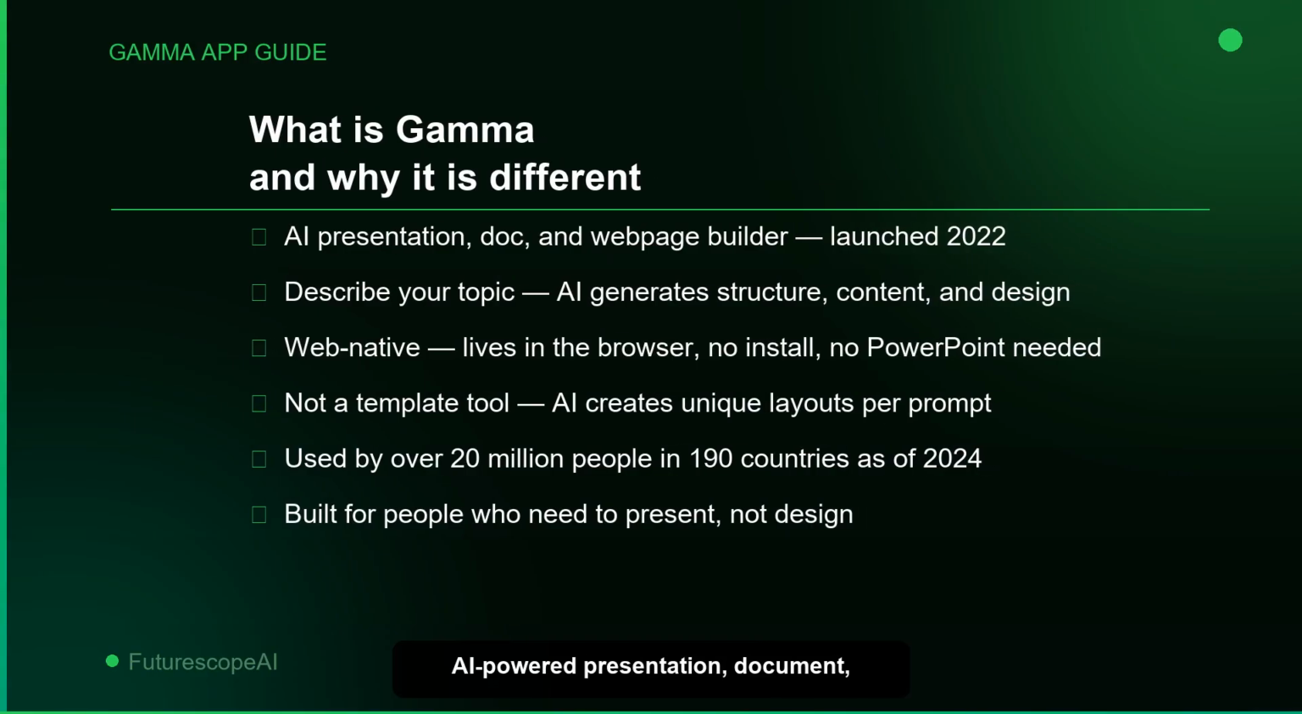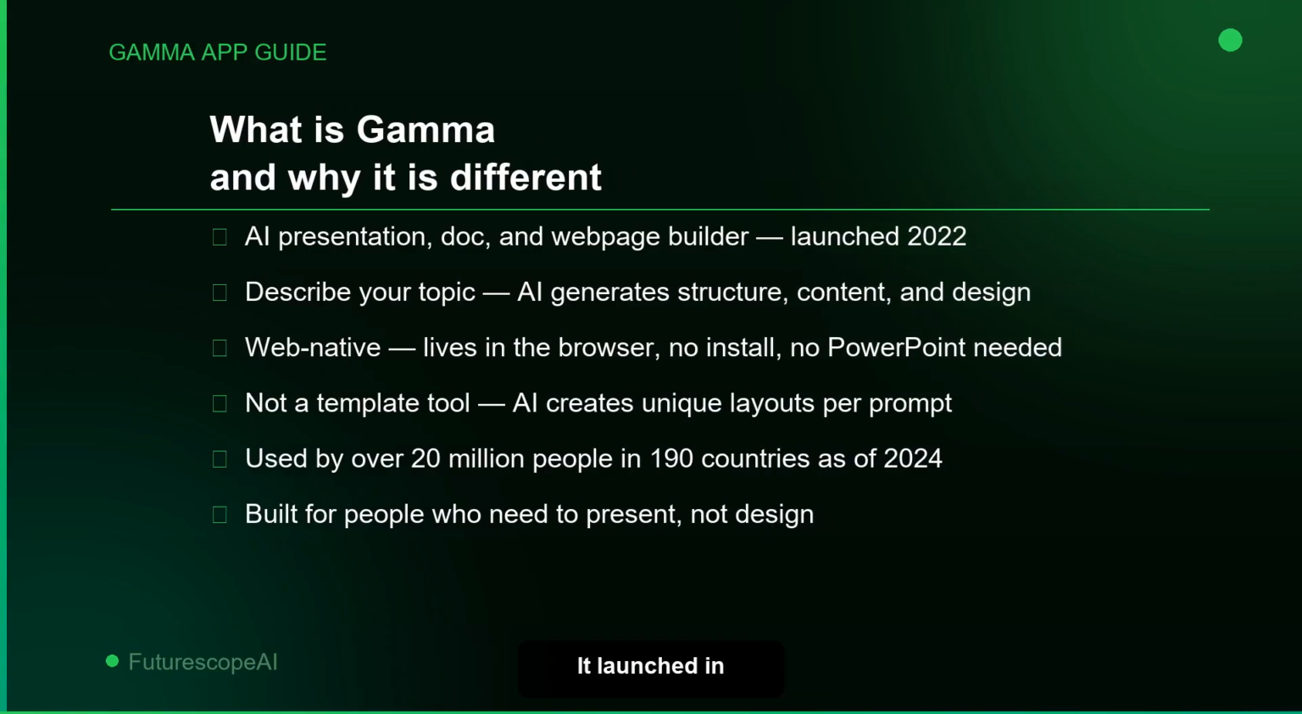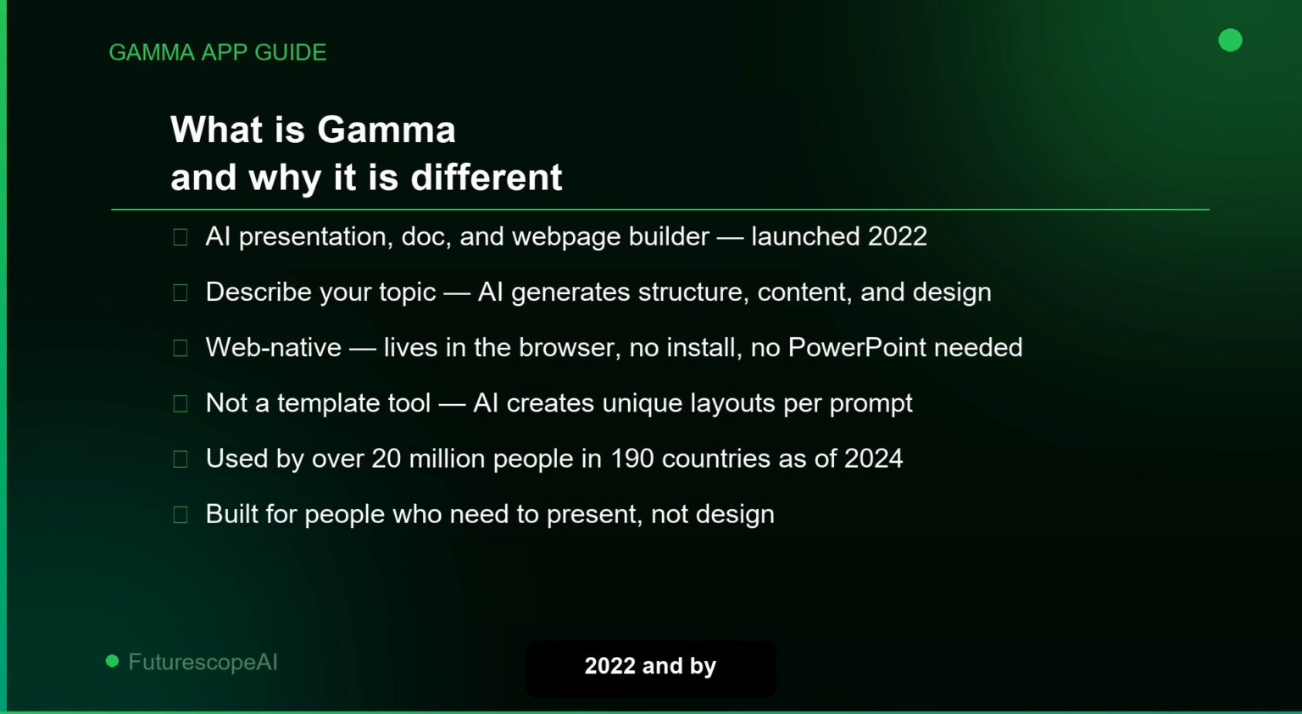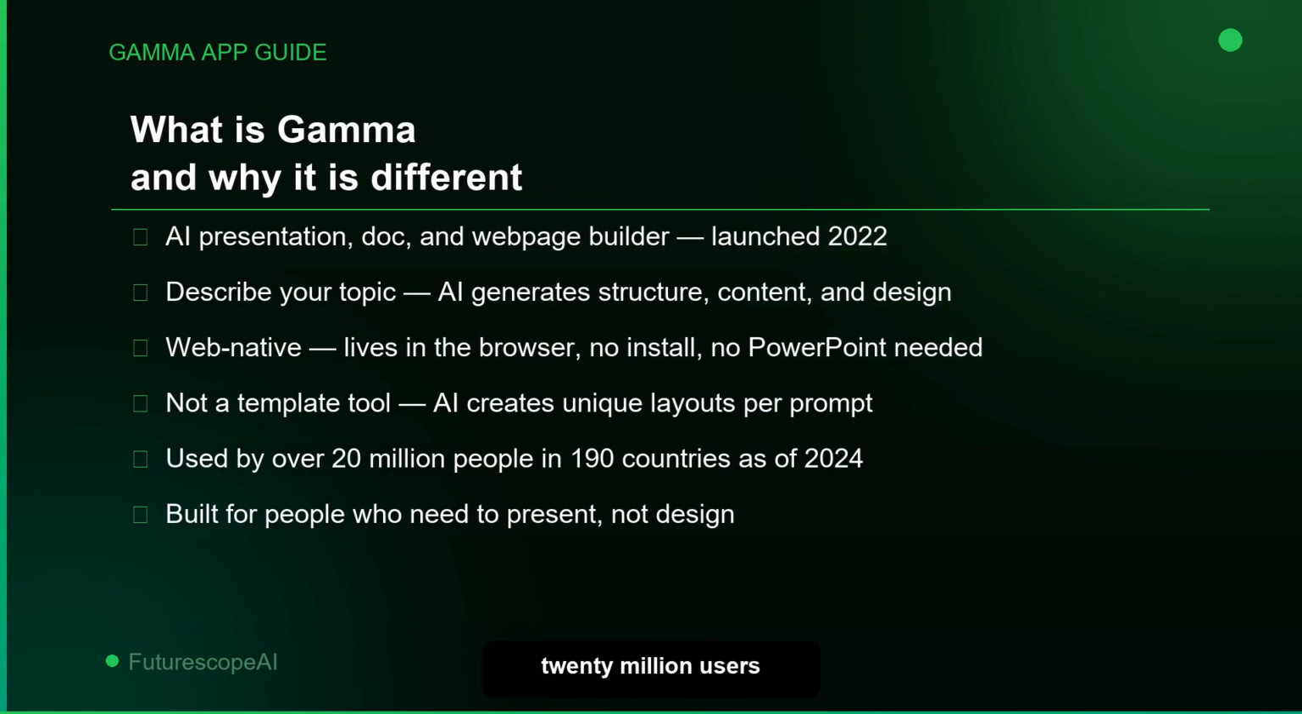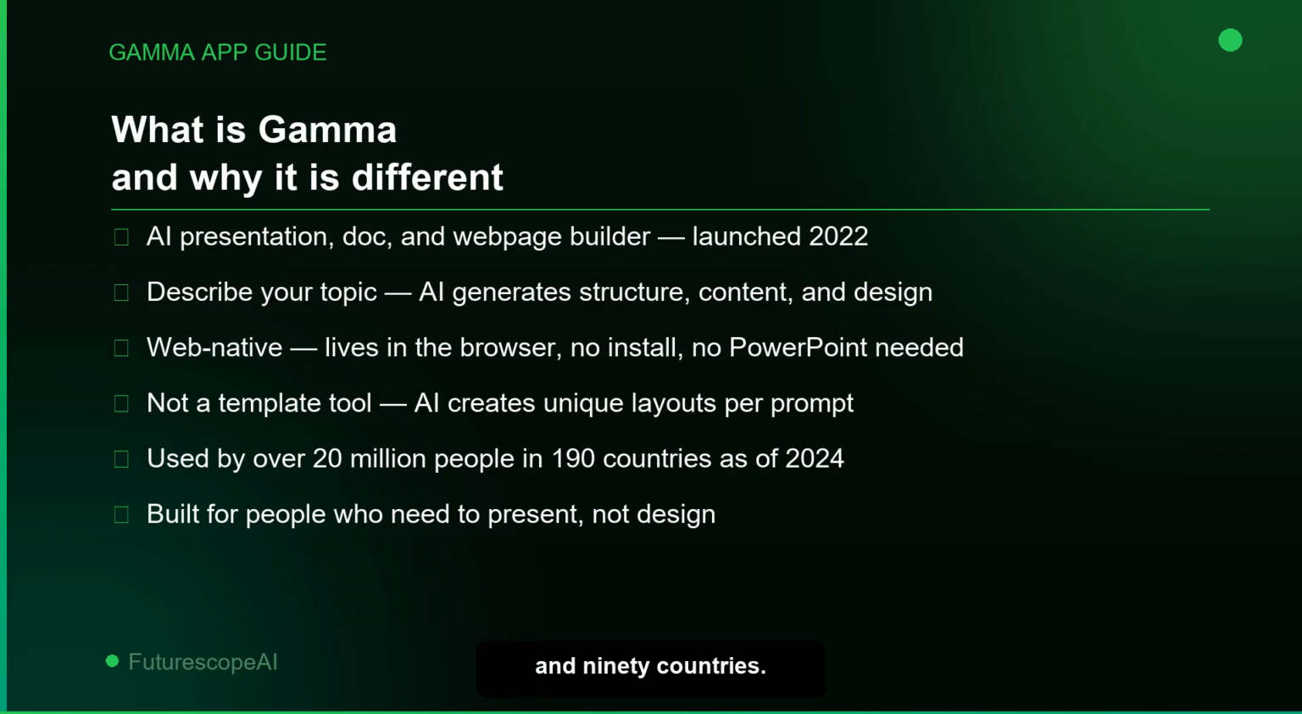Gamma is an AI-powered presentation, document, and web page builder. It launched in 2022 and by 2024 had over 20 million users across 190 countries. The core idea is simple: you should not need design skills to communicate clearly. You describe what you want to present, and Gamma generates the structure, the content, and the visual design simultaneously. It is not a template library with AI bolted on. Gamma generates genuinely unique layouts and formatting based on your specific prompt and content.